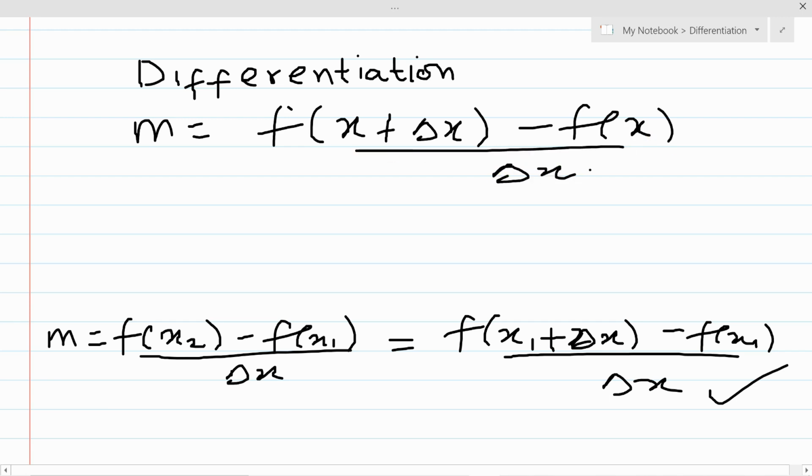Now what if the distance between x1 and x2 on the graph keeps on decreasing, to the point that we move from x1 here a very short distance before we get our x2, so that our distance is getting closer to 0? That means the change in x is approaching 0.